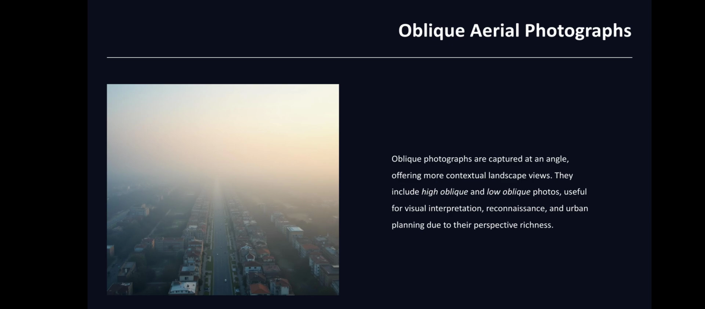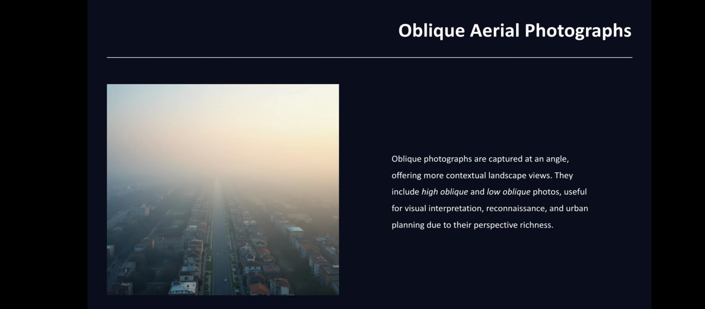So the next type is oblique aerial photographs. Oblique photographs are captured at an angle, offering more contextual landscape views. They include high oblique and low oblique photos, usually used for interpretation, reconnaissance, and urban planning due to the perspective richness. So it's the main difference from vertical photographs. It is in a perspective way. So it is mainly used for visual interpretation, reconnaissance, and urban planning.